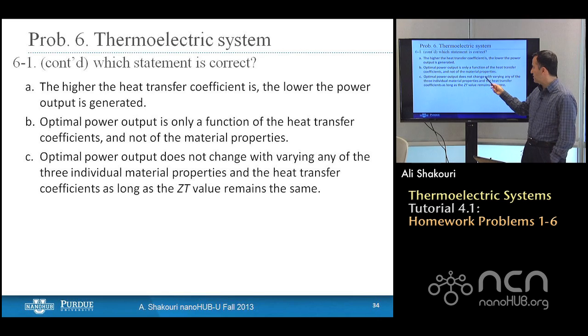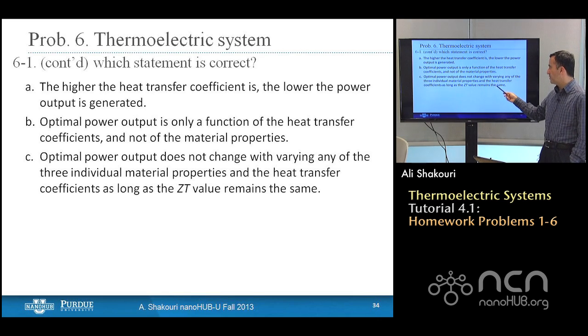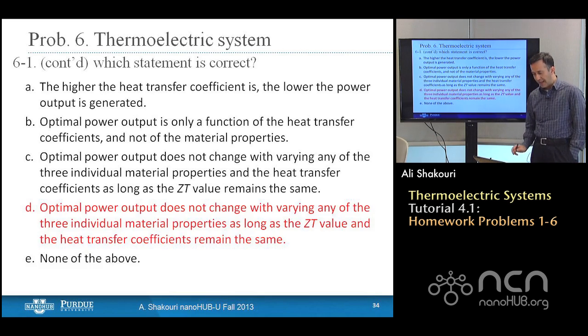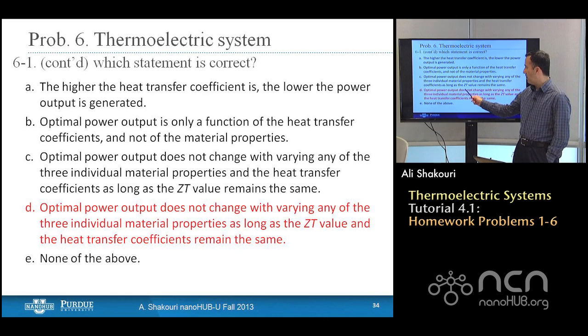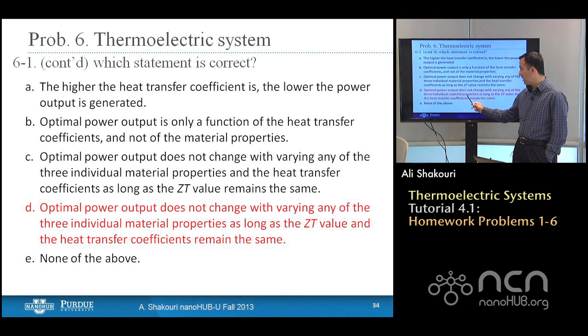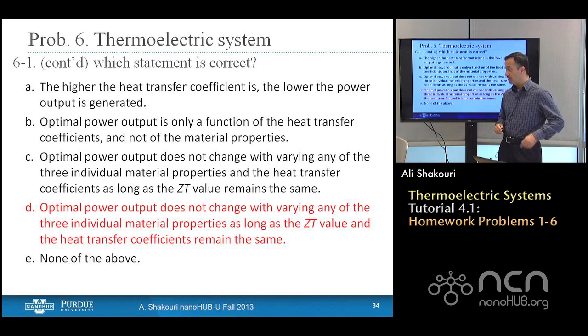Optimum power output does not change with varying any of the 3 individual properties and the heat transfer coefficient as long as the ZT value remains the same. The part here which is wrong is the heat transfer coefficient. The correct answer is D. Optimum power does not change with varying any of the 3 individual material properties as long as ZT value and the heat transfer coefficient remain the same. So 2 parameters determine power generation: ZT and heat transfer coefficient.